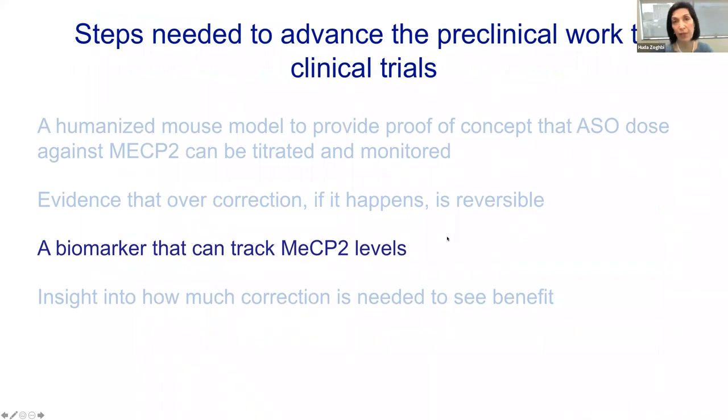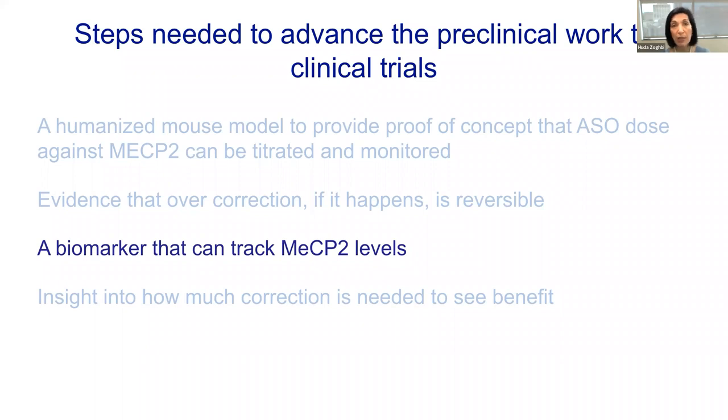But we don't want to get to that point. What we want to do is really have a biomarker that as soon as we make a dose of the ASO, within 1 to 2 weeks, we sort of get an idea. Did we hit it right? Did we not give enough? Did we give too much? So how do you do that?